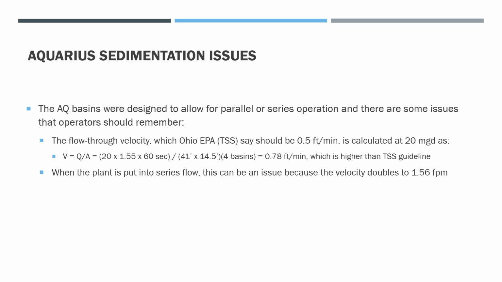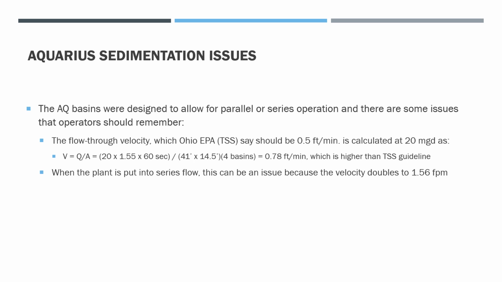When we look at the issues for sedimentation basins at the Aquarius plant, we have to remember that these were designed for parallel and series operation. So there are some issues that we have to deal with, and operators need to remember this. They look at the flow-through velocity. And remember, Ohio EPA says the flow-through velocity should be 0.5 feet per minute or less.